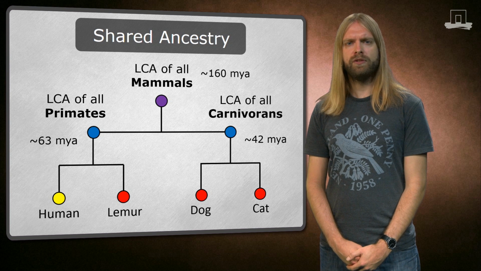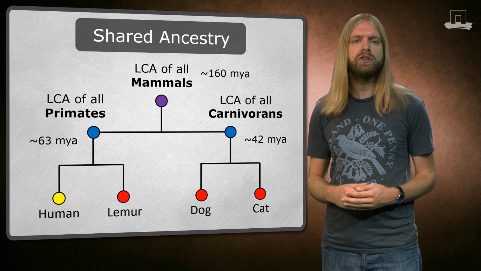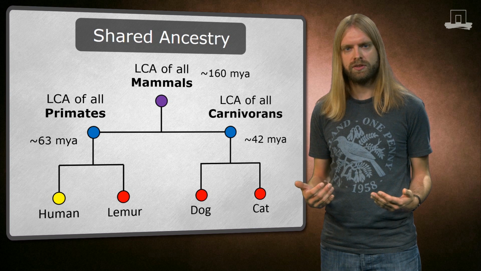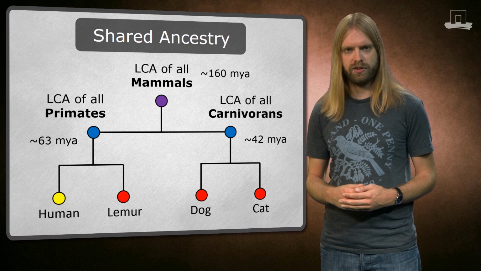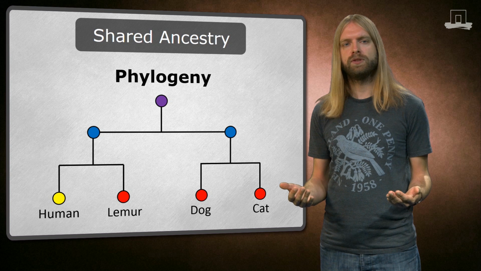Species that share more of their evolutionary history should be more similar. So by studying inherited characteristics across species, we can reconstruct their evolutionary relationships. We call these relationships a phylogeny.